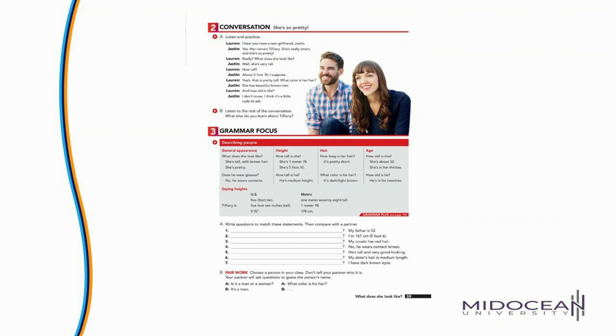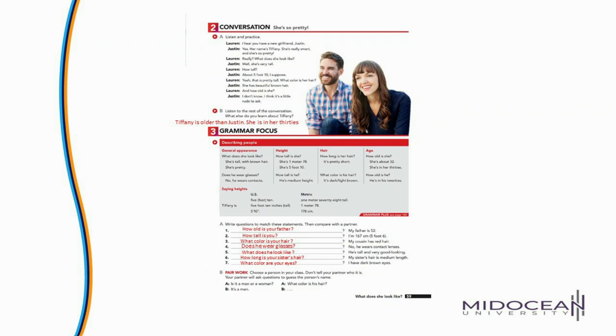My sister's hair is medium length. I have dark brown eyes. So please pause the video, take your time, and try to do this activity. Have you finished it? Great. Let's check the answers now.